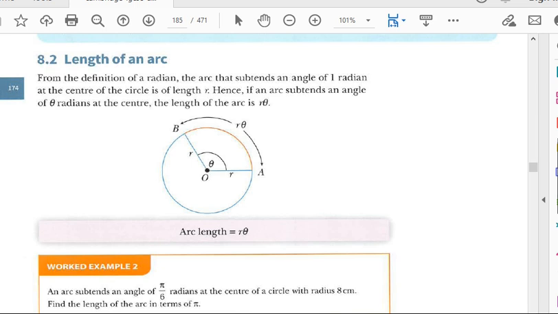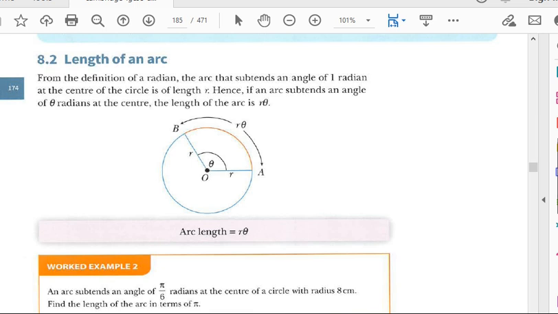The topic of exercise 8.2, as you can see on the screen, is the length of arc. What is the length of an arc? If you have a circle and you take out a part of the circle, for example you can see the circle with center O, if you take out AOB, this part is called the sector, and the distance from A to B is called the arc length.